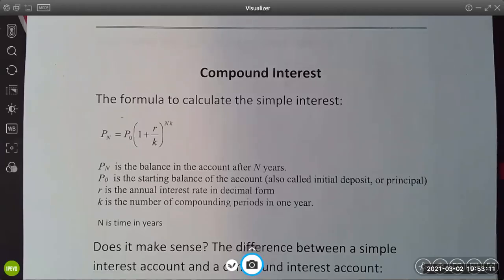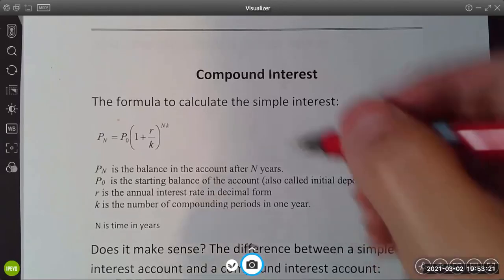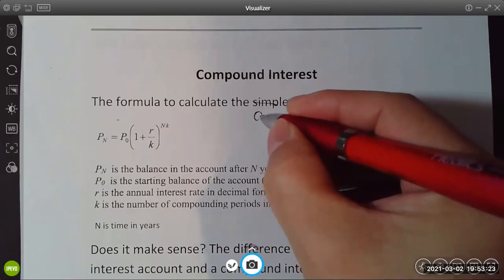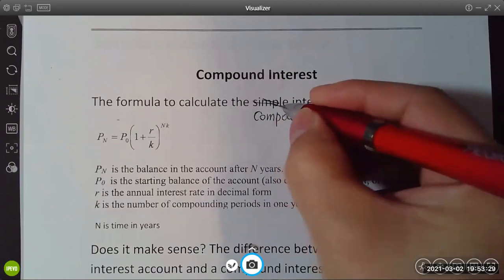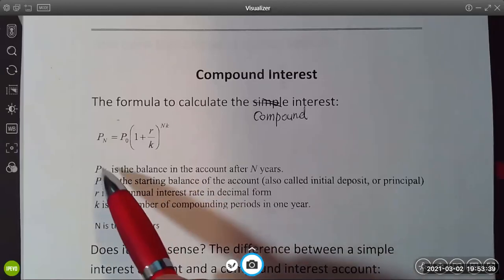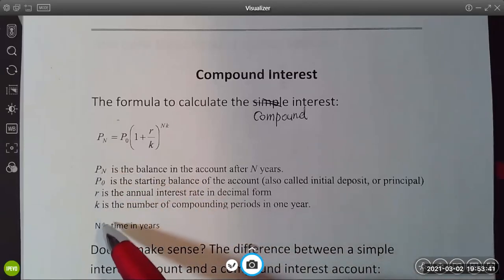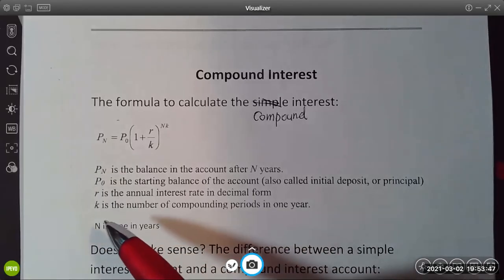Hi everyone. In this video, we are going to cover compound interest. First of all, this is the formula you're going to use. I don't know why this says simple, it's supposed to be compound. This is the formula we are going to use in calculating the compound interest account balance, and these are the variables in this formula. So let's take a quick look and then we try to make sense out of this formula.